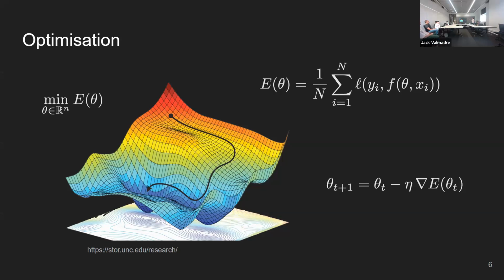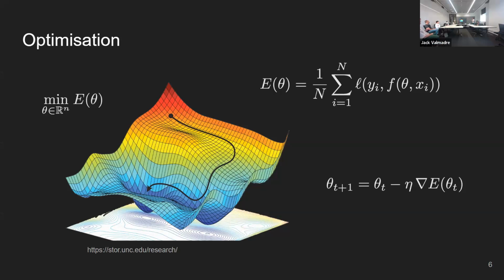And so the form of this objective function, E of theta, is basically going to be an average over some training set. So we have a training set which is X, Y pairs. You can think of it as line fitting, but maybe X is the image and Y is the label for the image.